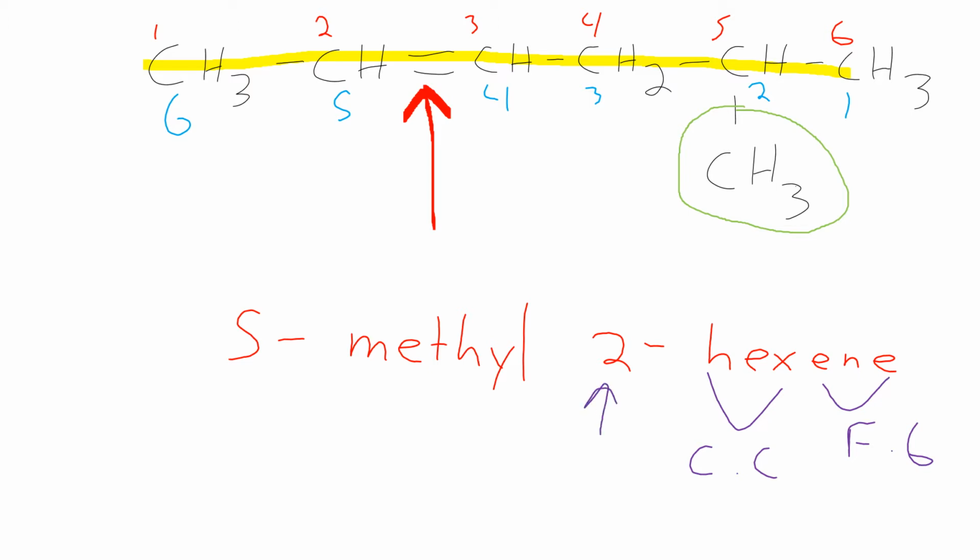The two numbers are always describing location. This number is describing the location of the functional group. The methyl, we know what that's describing. That's describing the branch size.